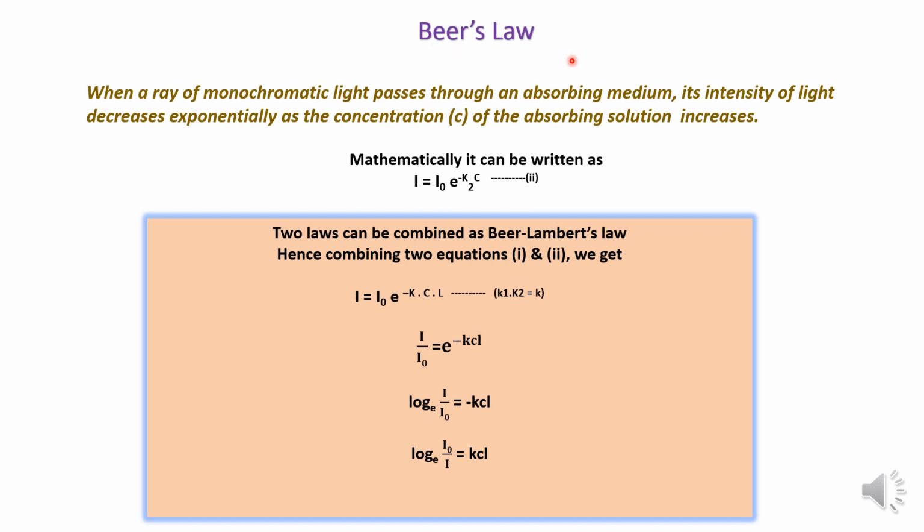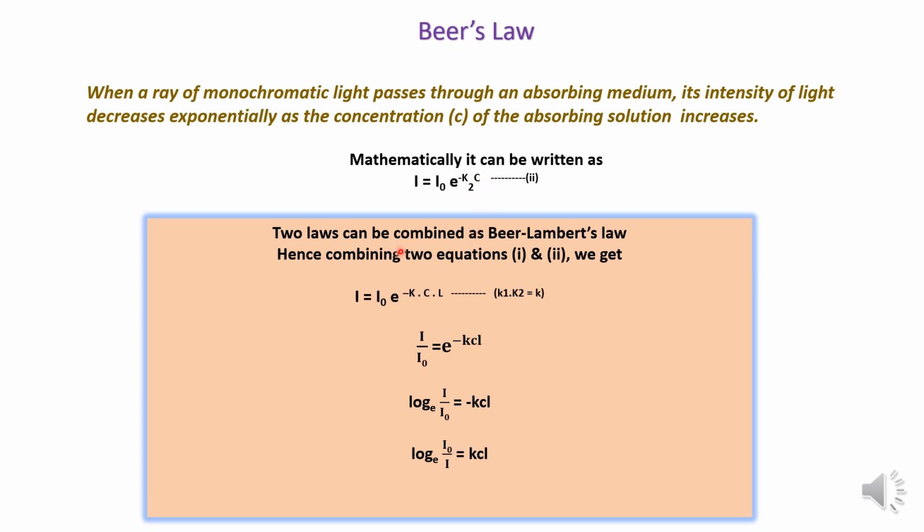Then the next law is Beer's law. When a ray of monochromatic light passes through an absorbing medium, its intensity decreases exponentially as the concentration of the absorbing solution increases. So if we increase the concentration of the solute present in the solution, then it is found that there is a decrease in the intensity of the transmitted light. This law can also be written mathematically as I, that is the intensity of the transmitted light, is equal to I0, the incident light intensity, times e raised to minus k2 c, where c is the concentration of the compound or solute present in the solution.